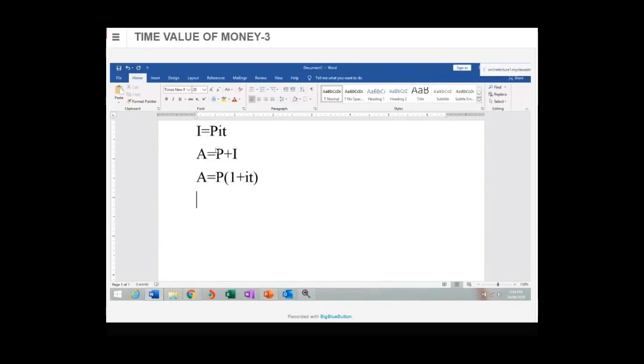Then we went on to compound interest. Above was simple interest. Now compound interest. A is equal to capital P in bracket 1 plus I, where I is rate of interest in point form, raised to n. First n comes like this. This is the formula. A is equal to P in bracket 1 plus I raised to n.